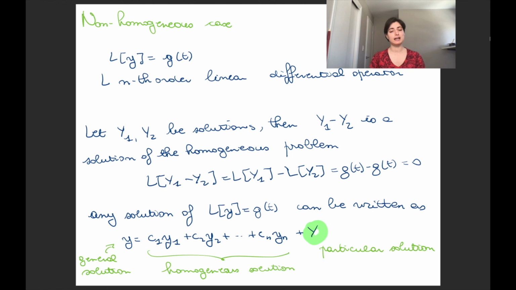So as we had for the second order ODEs, we have for any order the fact that the general solution of the non-homogeneous case can be written as a sum of the homogeneous solution plus a particular solution.